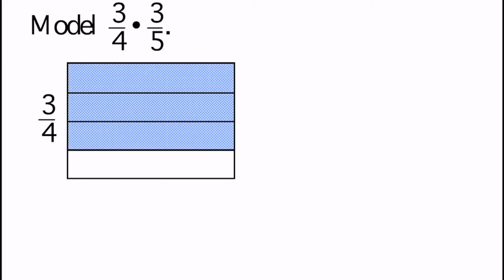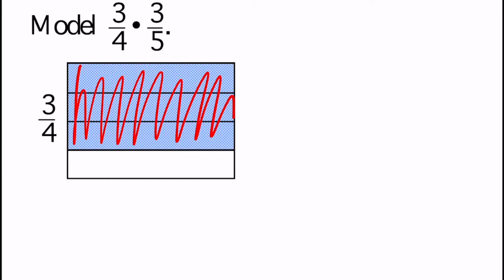I'm going to shade in 3 of those 4. So 3 of those 4 are shaded. What this is saying is I want 3/5 of that 3/4. Out of only the shaded part, I want 3/5 of that. So forget about this part. And then, how much of the whole is that?